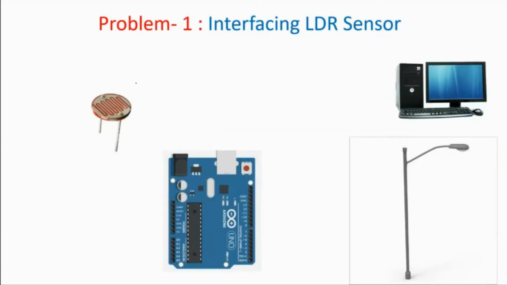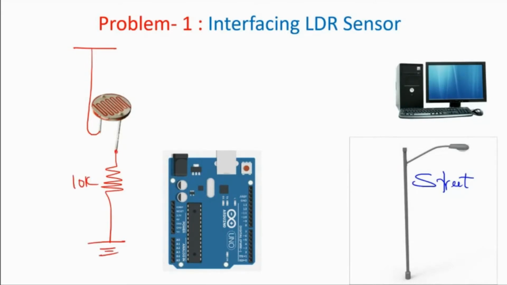So what is the circuit diagram? Here is my street light which I want to control. We have a power supply line. The other end of the LDR we connect to a resistor and connect this to ground. It's a 10K resistor. The voltage across R2 I connect to analog pin 0.